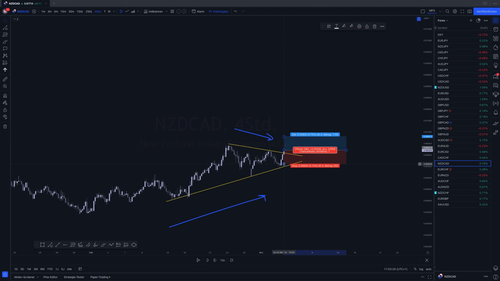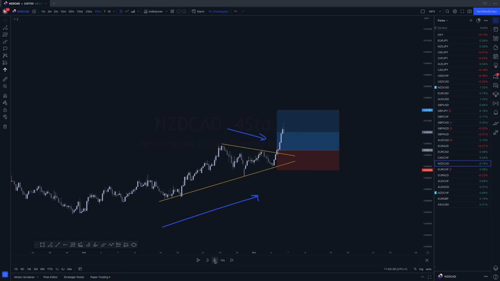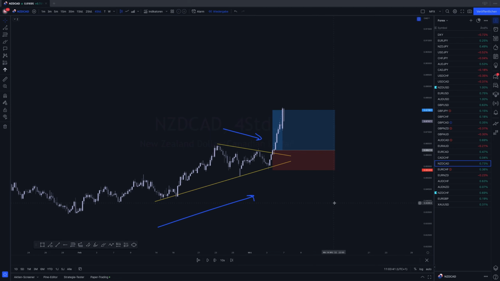B, set your stop loss order past the trend line to enter the breakout. Okay, set your stop loss on the other side of the trend line, guys. And C, set a take profit order, again at least 1 to 2 the size of your stop loss.